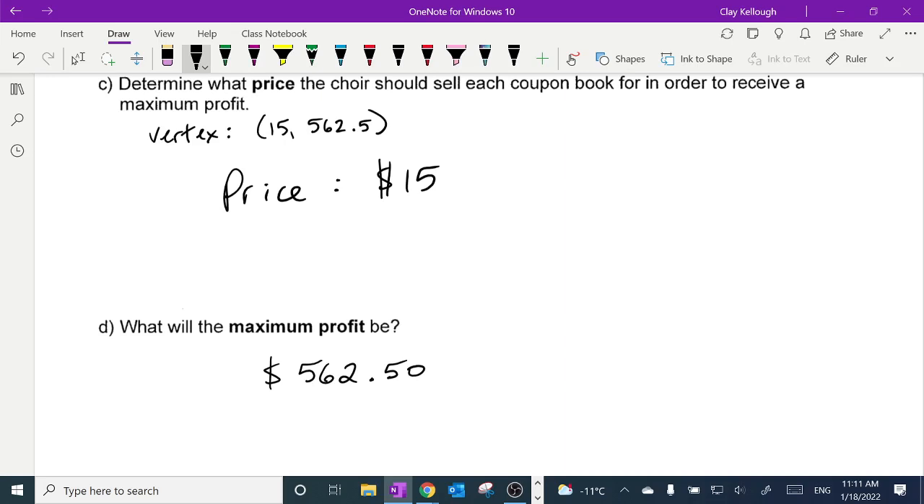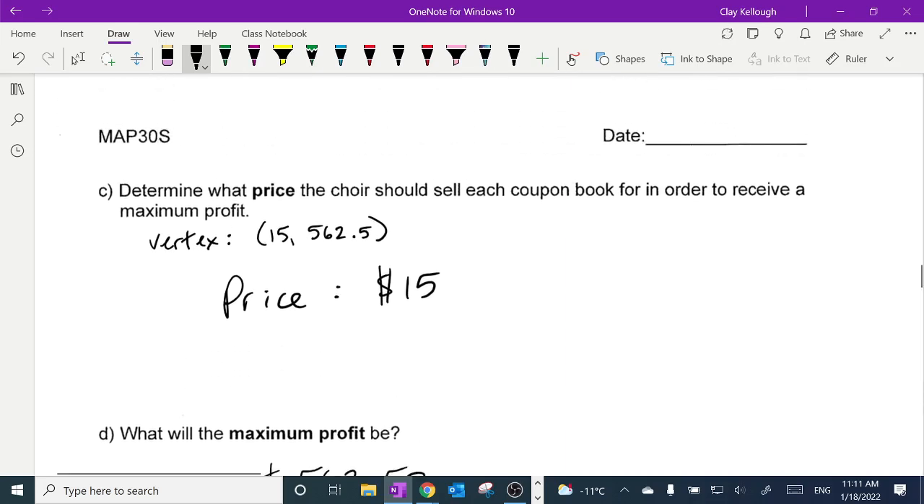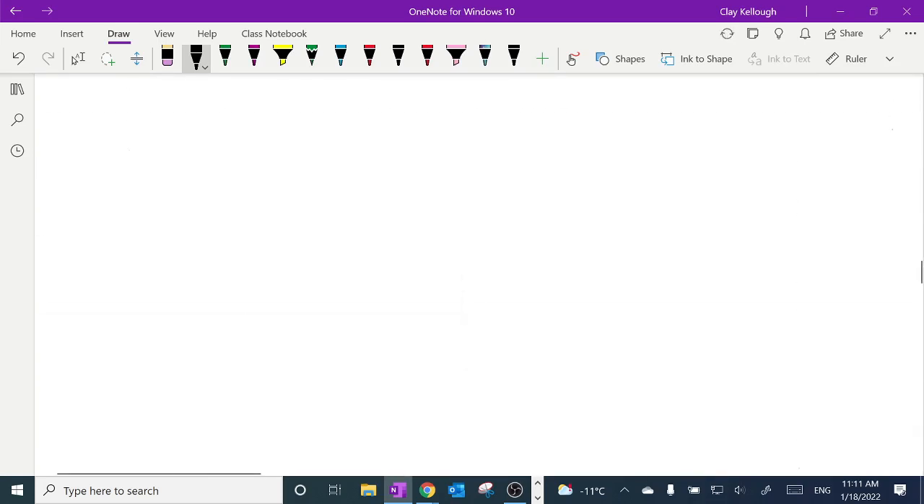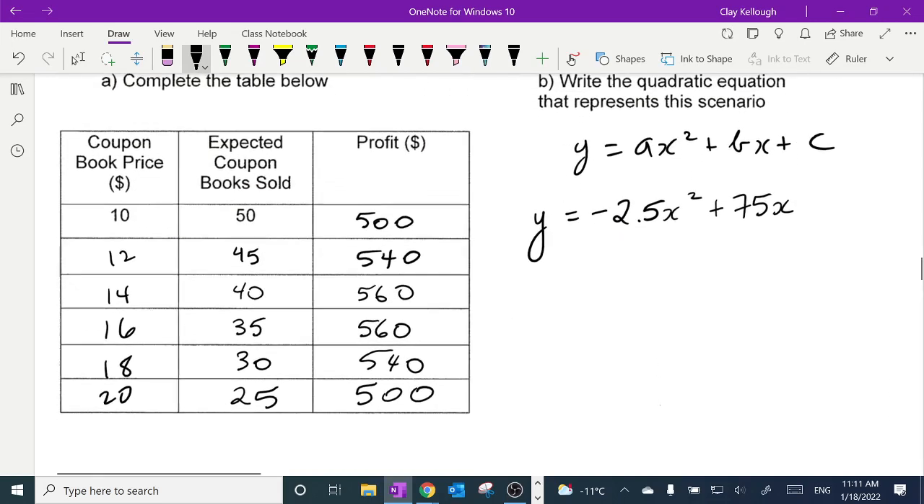Okay, that is the technology way to do this question. Wait, why is it 15 again? Because X was the price of the book. Right, go back to my chart. X was the price of the book. Y was the profit. That is not the only way to do this question.